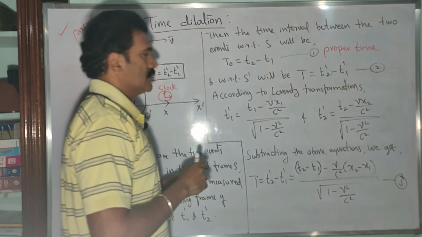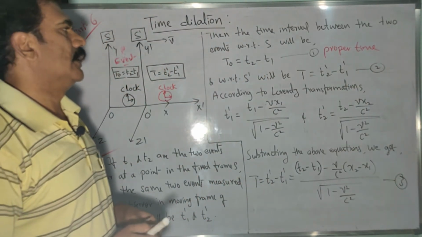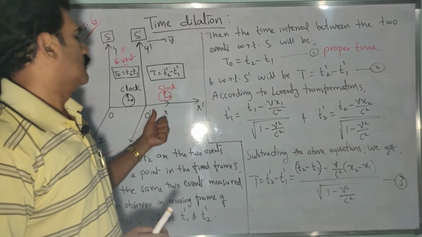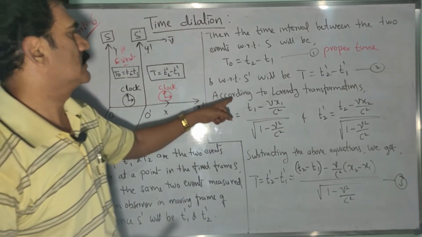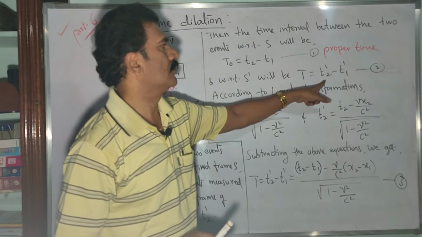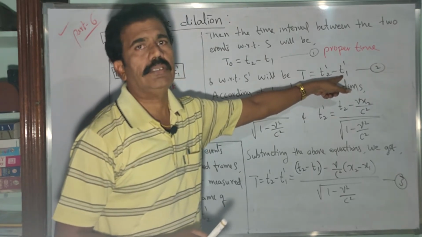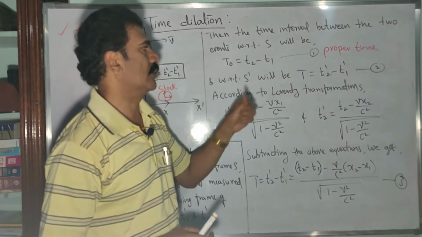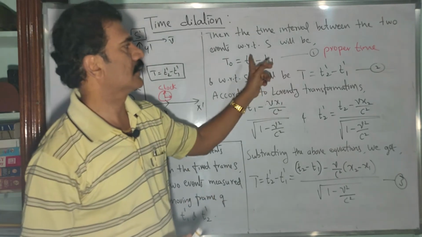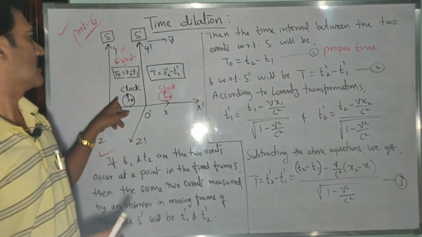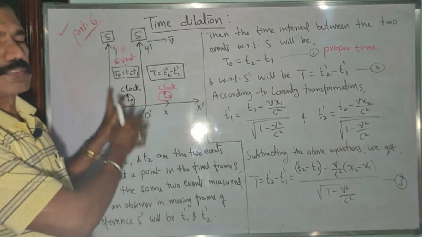Now, what is the time interval measured by an observer in the frame of reference S dash, that is t is equal to t2 dash minus t1 dash. It is a time measured with respect to the moving frame of reference. So in order to measure the times t1, t2, we have a clock here in the fixed frame of reference, and the clock is fixed here.